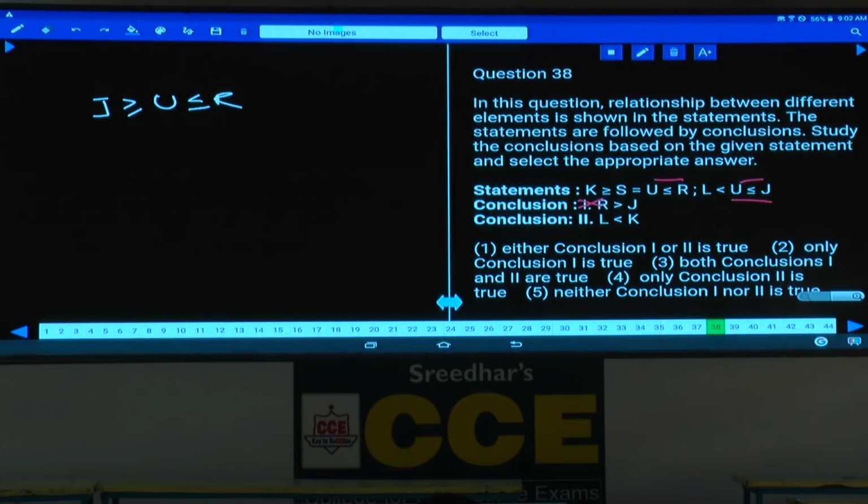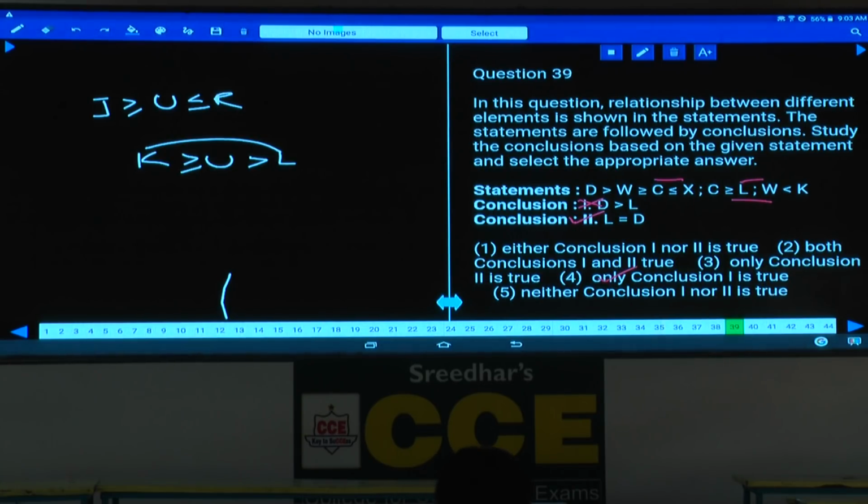Then coming to the second one, the relation between L and K. Now what is the relation between L and K? K greater than or equals to U, and L lesser than U means U greater than L. Now the relation between K and L. K greater than L, L lesser than K is definitely true. And so only conclusion 2 follows, that is choice 4. 38, choice 4. Done with this? Then question number 39.